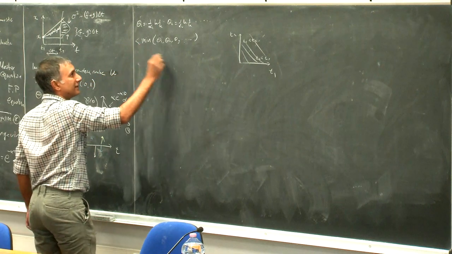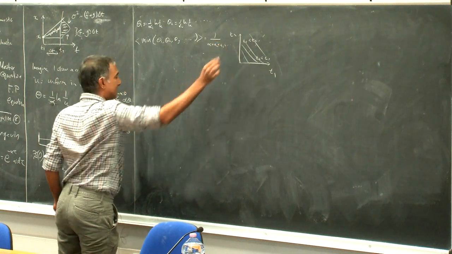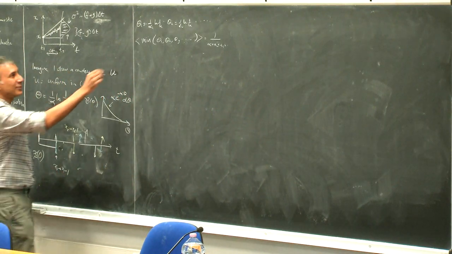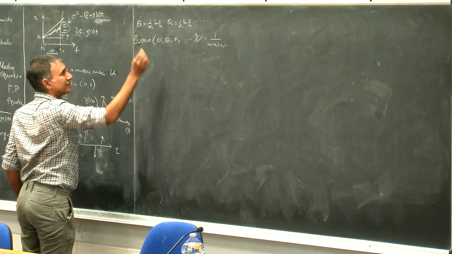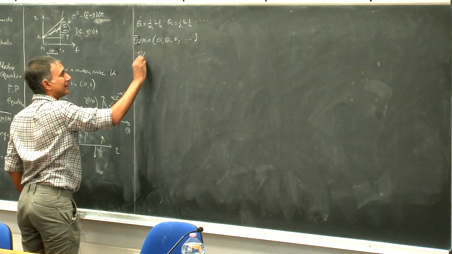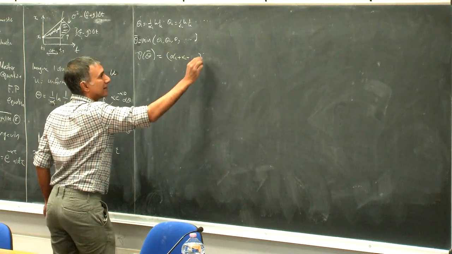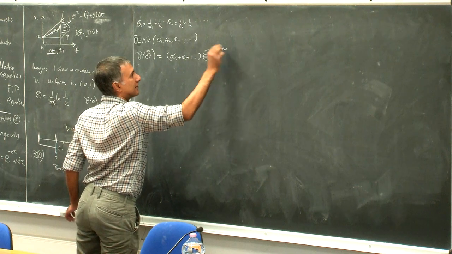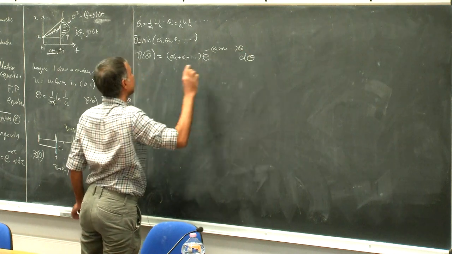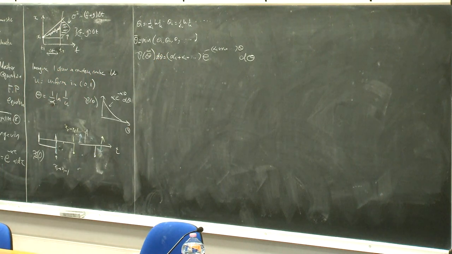Then the expectation value of that is actually 1 over alpha 1 plus alpha 2 plus alpha 3 plus... Okay? In fact, it's even better than that. The full distribution of this variable, theta bar, is simply (alpha 1 plus alpha 2 plus...) e to the minus (alpha 1 plus alpha 2 plus...) tau d tau, or theta d theta. Okay? I'm saying something quite interesting.